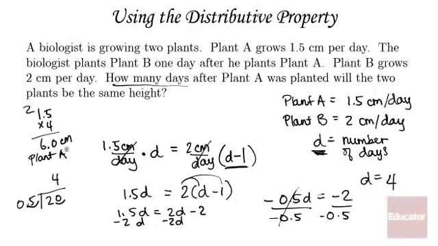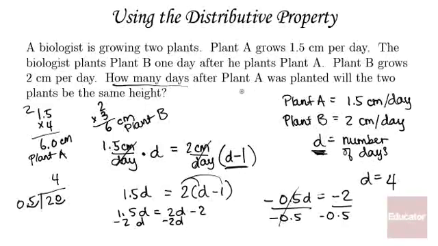And plant B, I'm going to be multiplying 2 centimeters times 3. Now, why am I multiplying by 3 instead of 4? Because remember that plant B was planted 1 day later. So it's only growing for 3 days. 2 times 3 is 6. So 6 centimeters for plant B. And do the numbers match? Yes, they do. So after 4 days, plant A will be 6 centimeters. And a day later, you plant B, and then it will also be 6 centimeters on the 4th day.